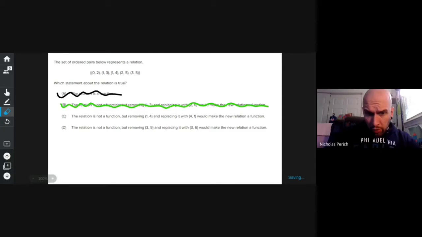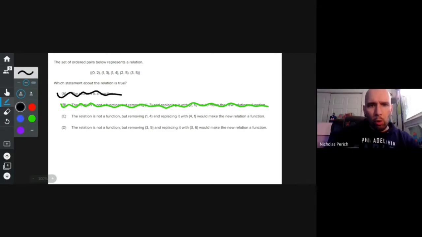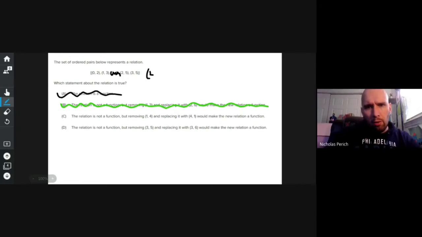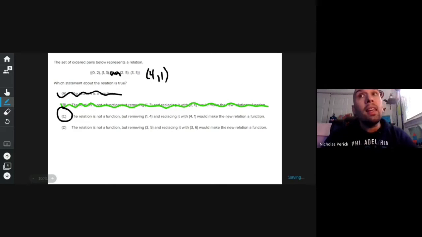The relation is not a function, but removing 1/4 and replacing it with 4/1 makes the new relation a function. So let's remove 1/4 and replace it with 4/1. All right. Does 0 repeat as an x? No. Does 1 repeat as an x? No. Does 2 repeat as an x? No. Does 3 repeat as an x? No. Does 4 repeat as an x? No. It is a function now. Hooray. The answer is C.